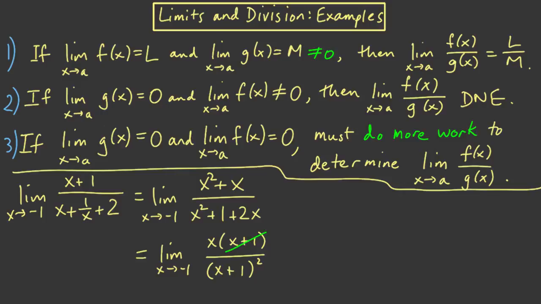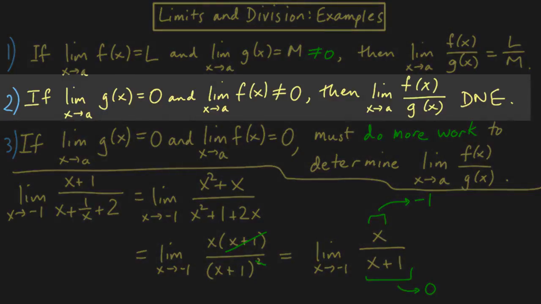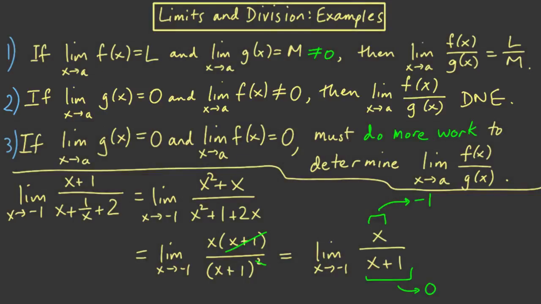So here we can cancel now, and we're going to get the limit as x approaches minus 1 of x over x plus 1. And when x is approaching minus 1, the denominator is approaching 0 again, but the numerator now is approaching minus 1, which is not 0. And so we're talking about part 2 of our limit law for division. The denominator is going to 0, the numerator is not going to 0. That means that this limit does not exist, and neither does the original limit.